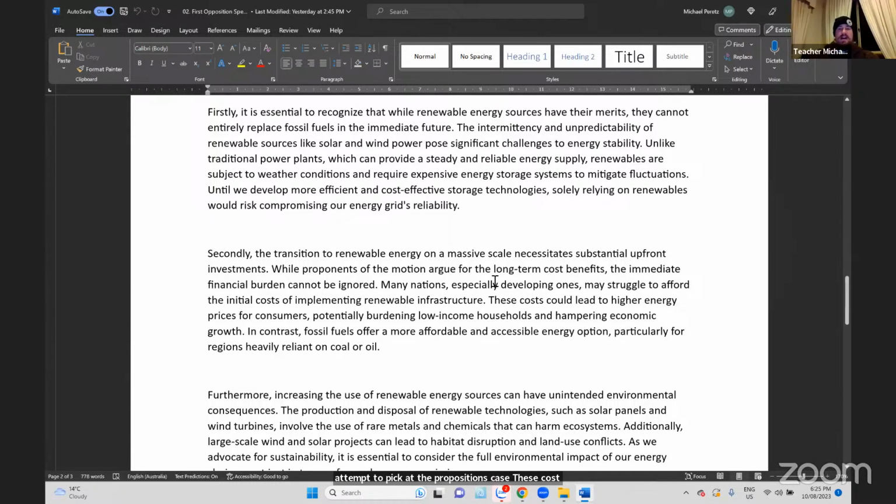These costs could lead to higher energy prices for consumers, potentially burdening low-income households and hampering economic growth. So they're saying this could be so expensive, in fact, that it could pretty much derail an entire country's economy. It could be that bad. So in contrast, fossil fuels are a lot more affordable and accessible. Fossil fuels offer a more affordable and accessible energy option, particularly for regions heavily reliant on coal and oil. So again, everything that we've said just goes back to how much it's going to cost and the effect that that cost will have on the people that rely on the energy.